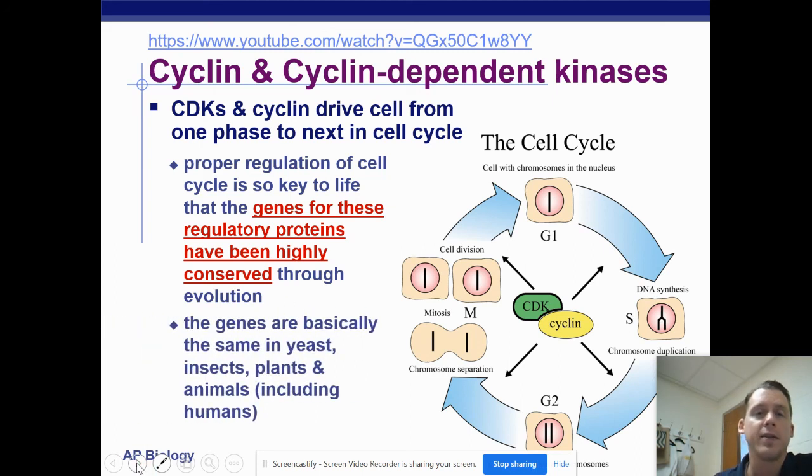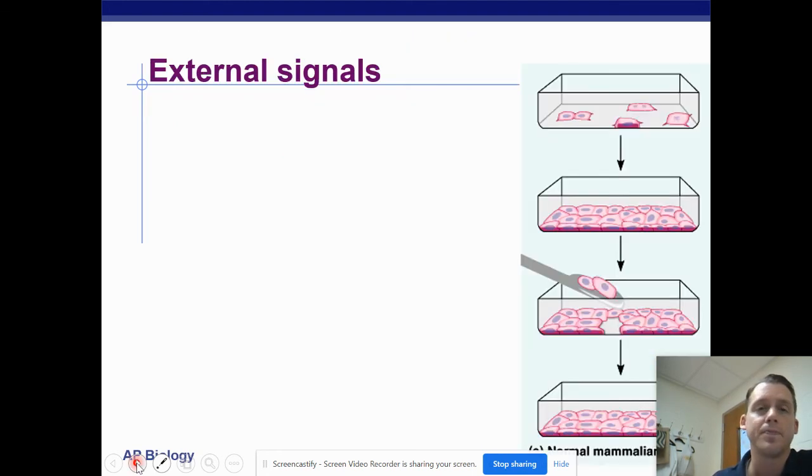The genes are basically the same in yeast, insects, plants, and animals. The genes for cyclins in us and the genes for cyclins in yeast are very similar. So that means they're highly conserved.